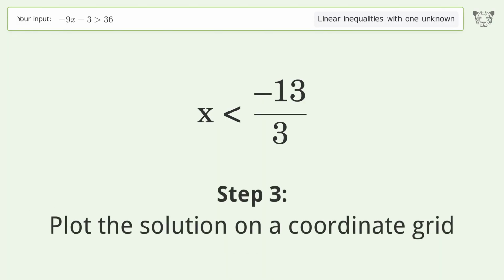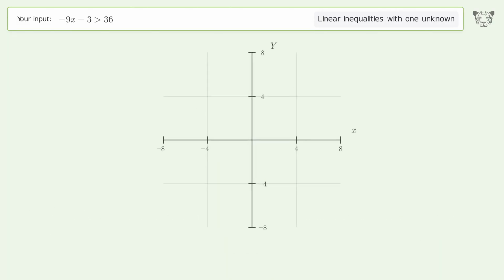Plot the solution on a coordinate grid. And so the final result is x smaller than -13/3 smaller than -41/3.